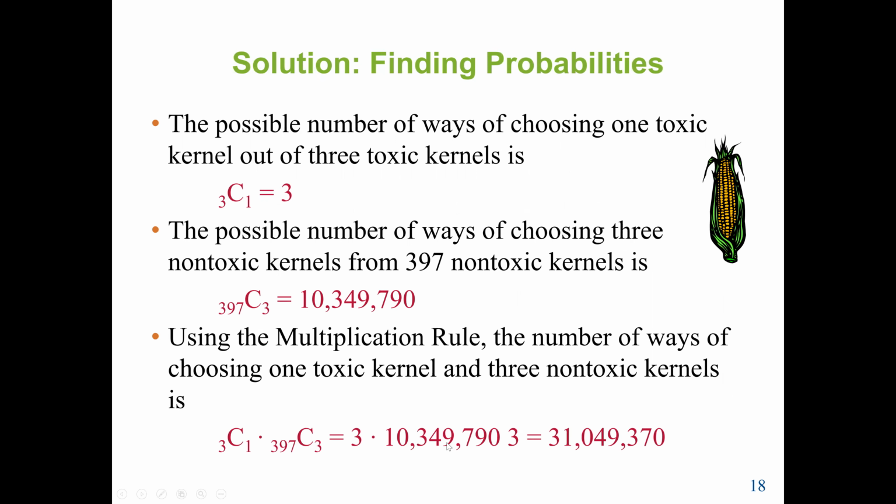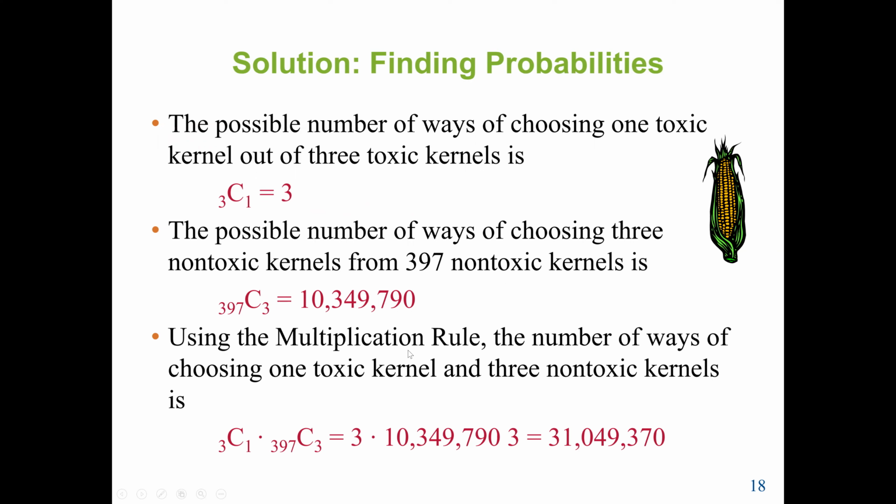Now we have to find, using the multiplication rule, the number of ways of choosing 1 toxic kernel and 3 non-toxic kernels. So this will be combination. We have the combination of 3 choose 1 times the combination of 397 choose 3, and that will give us 31,049,370. The first combination is the number of ways of choosing 1 toxic kernel out of the 3. The second is the number of ways of choosing 3 non-toxic kernels from 397, because we take 3 from the 400.